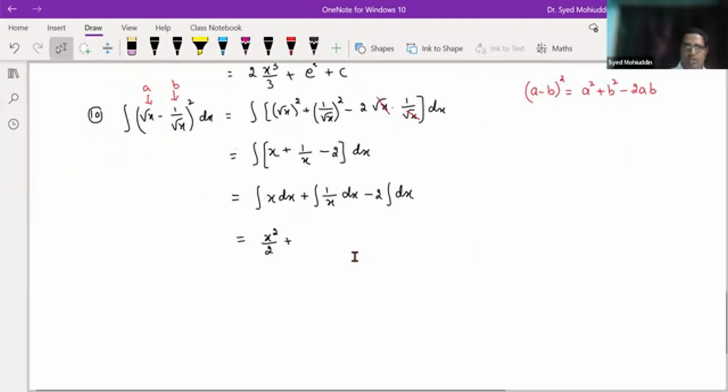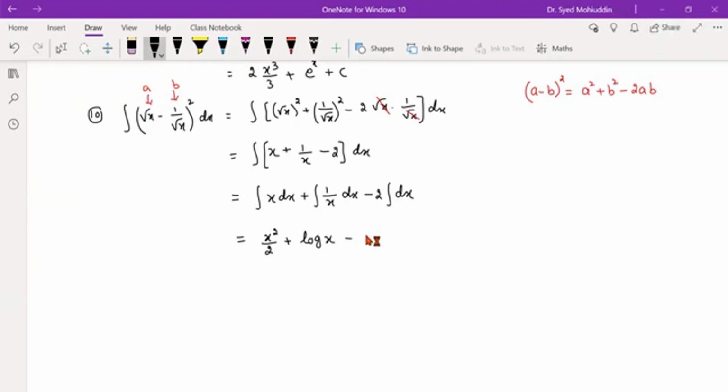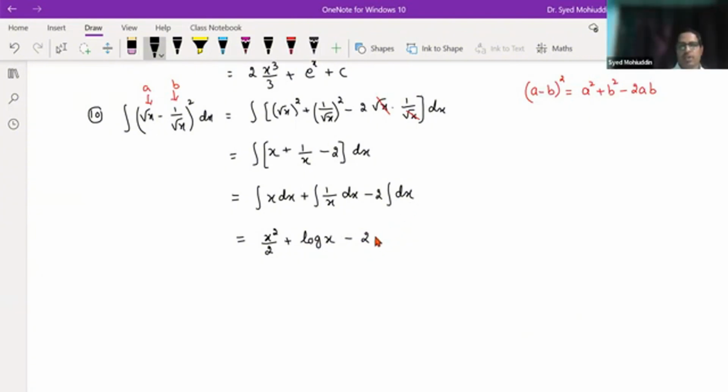Therefore, this can be expressed as log of x minus. Usually you write log of mod x. Mod x represents that x is positive. Assuming that x is positive, we just write it as log of x. So 2 into integral of dx is what? Plus the constant of integration. So this is your solution. You can try this as a homework: integral of root of x plus 2 by root of x whole square into dx.